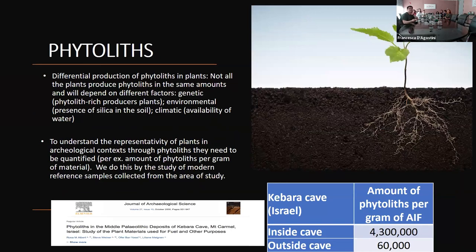The differential production of phytoliths. Not all the plants produce phytoliths and in the same amounts, and it depends on different factors. One of them is the genetic. So we all know that monocotyledonous grasses, palms, and sedges produce many phytoliths, while trees do not produce that many, and some of the trees don't produce at all. And also the environment, the presence of silica in the soil, and the climatic. So that's why I'm always very insistent to try to collect reference samples from the local area that I'm studying.